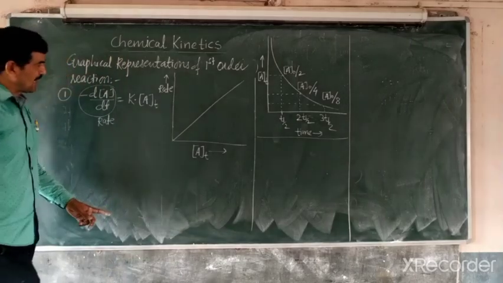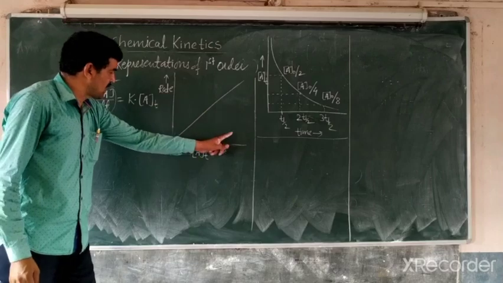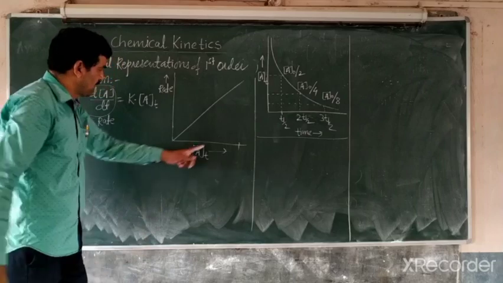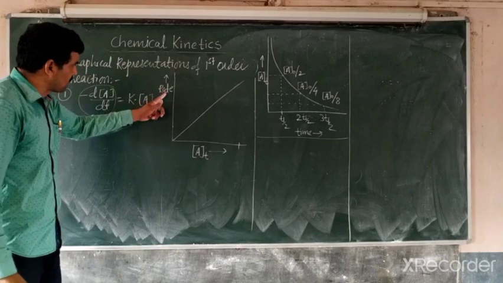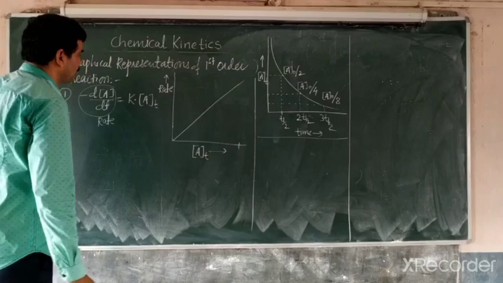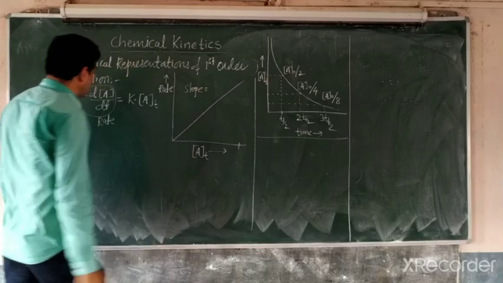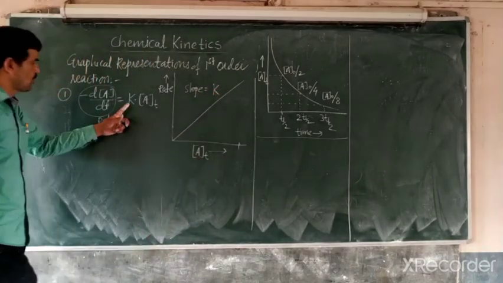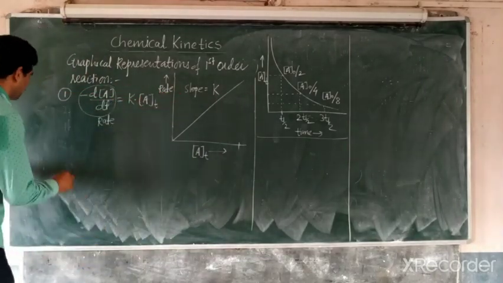So from this straight line we can understand that the rate of the reaction decreases with decreasing concentration. Whenever the concentration is high, at that time the rate is high. When the concentration gets reduced, the rate also gets reduced. So in the first order reaction, the rate decreases with decrease in the concentration of the reactant. The slope of this line will be equal to the rate constant. So this is one graphical representation of the first order reaction.